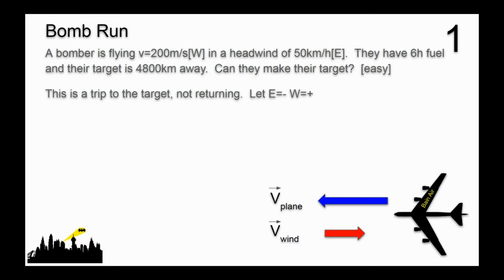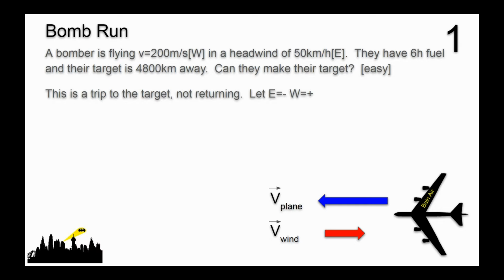The bomb run. A bomber is flying 200 meters a second to the west with the wind heading 50 kilometers an hour to the east. With 6 hours of fuel and the target being 4,800 kilometers away, can they possibly make it? This is a trip to the target, not returning.